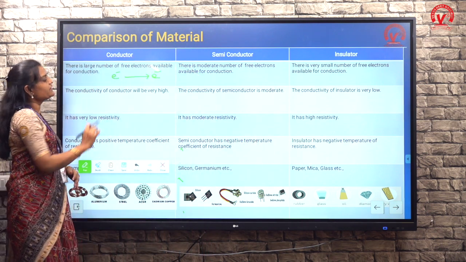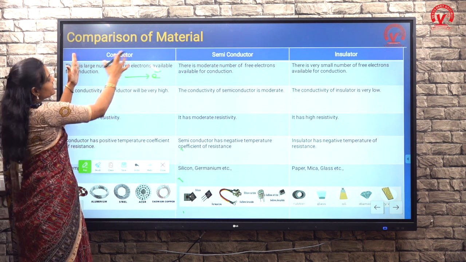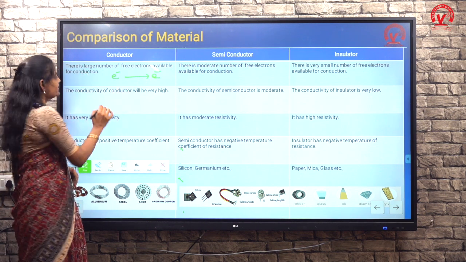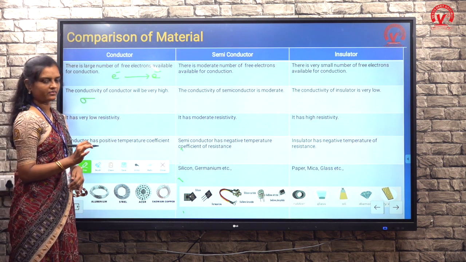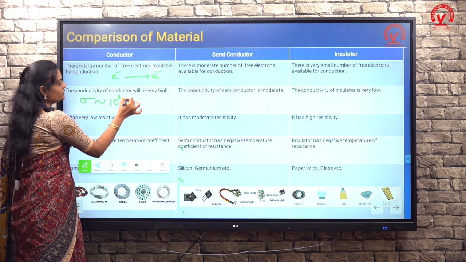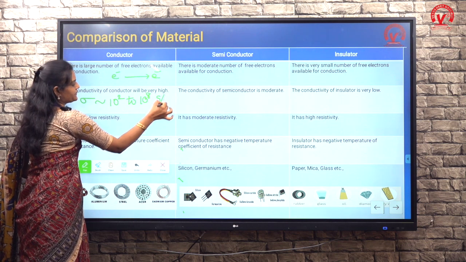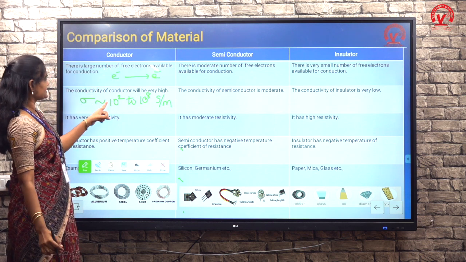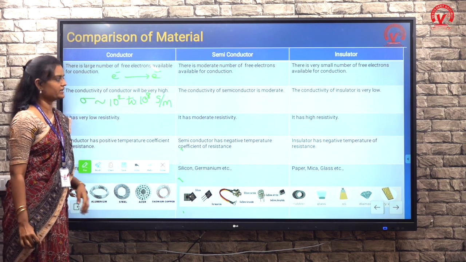Now the conductivity of the conductor is very high. We know that if there are many free electrons in a conducting material, the conductivity is high. The symbol for conductivity is sigma. It is approximately equal to 10 power 2 to 10 power 8 Siemens per meter. The conductor material has conductivity 10 power 2 to 10 power 8 Siemens per meter.